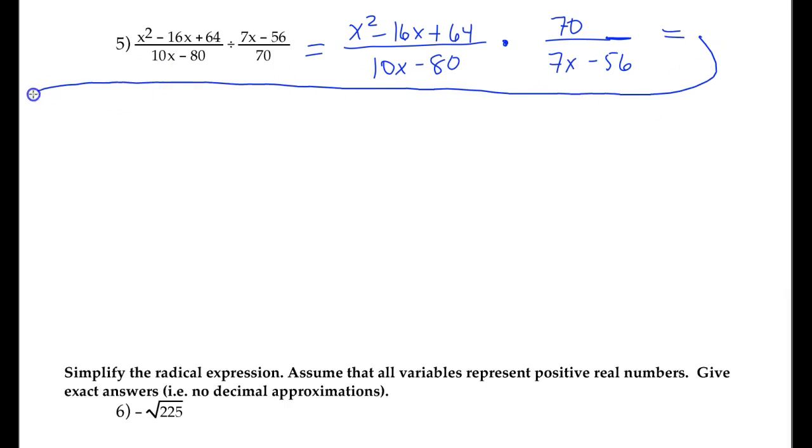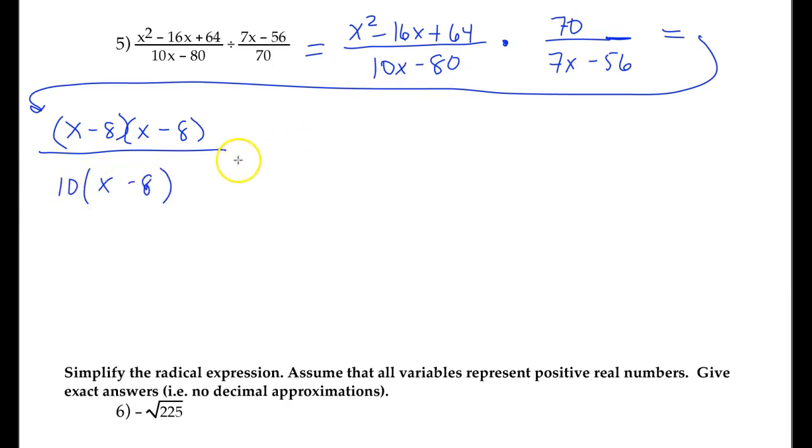Now from here, we will go ahead and factor out the numerator and denominator of each term. So for the first term, we know that this will factor out to be x minus 8 times x minus 8. In the denominator, both of these terms have a common factor of 10. So when we factor out the 10, we'll have x minus 8 left in the parentheses.